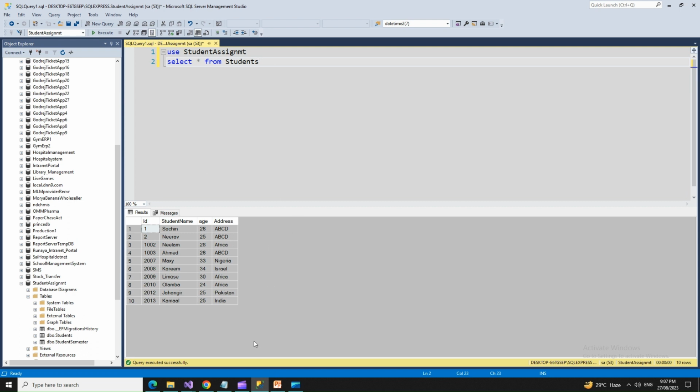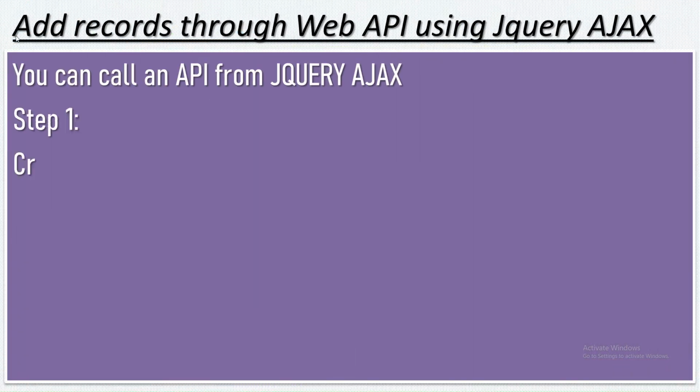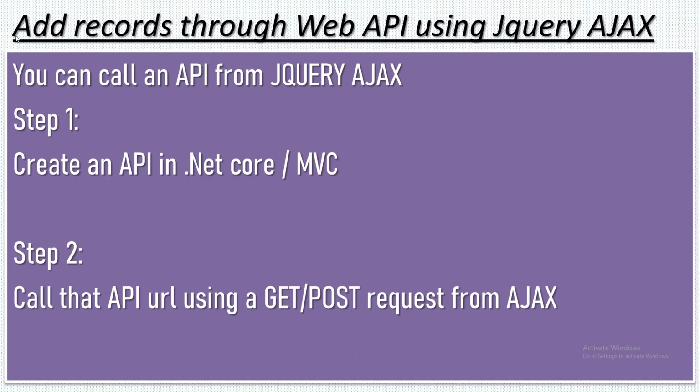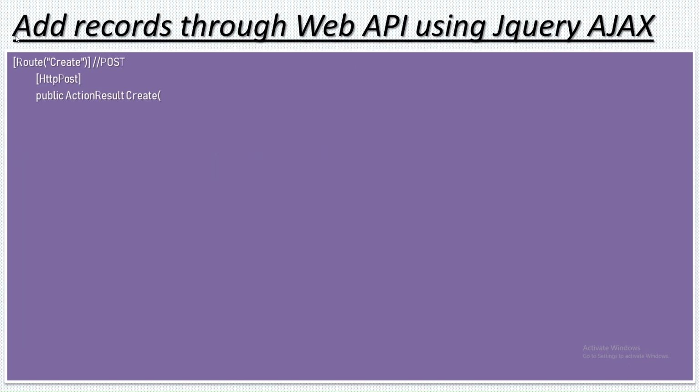Before going ahead, just a quick view of what steps need to be followed for adding records through a web API using jQuery AJAX. The first step is we need to create an API either using .NET Core or MVC. Then we will create another project that will have only the front end, and that uses a get or a post request to fetch the AJAX calls and the API URL.